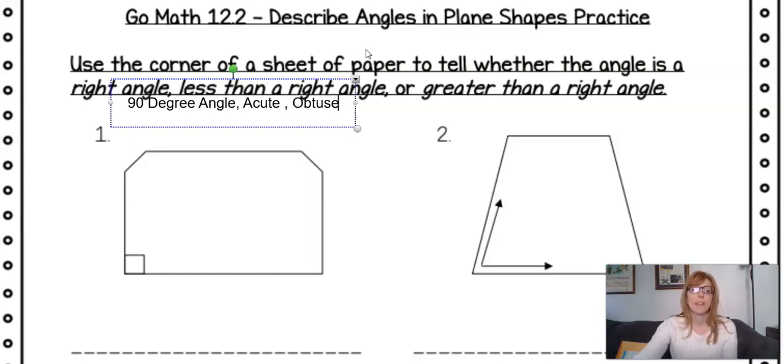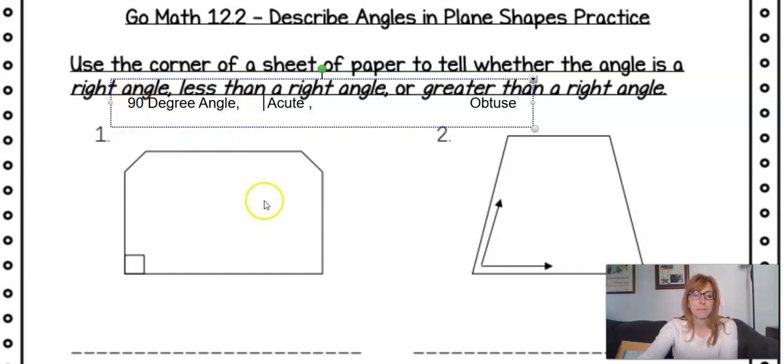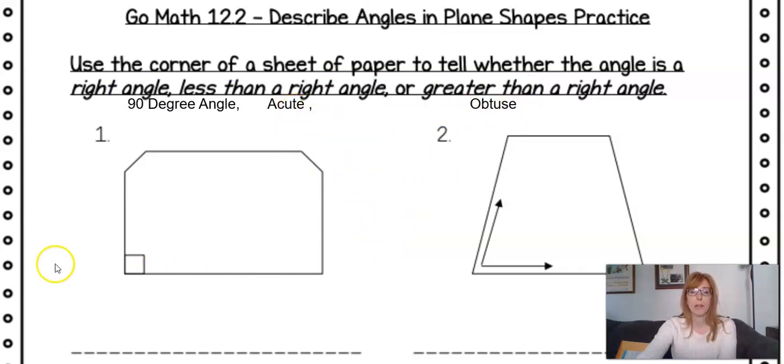So you have a 90-degree angle, which is a right angle. You have an acute angle, which is less than a right angle, and then you have the obtuse, which is greater. So I'll slide that over for you. So you have a 90-degree angle, you have an acute angle, and you have an obtuse angle.